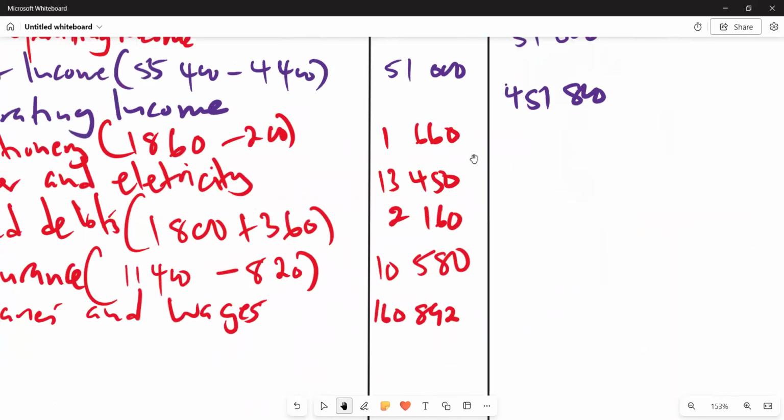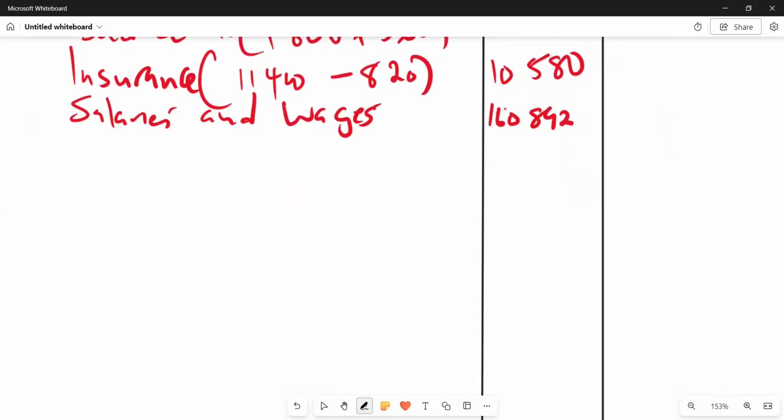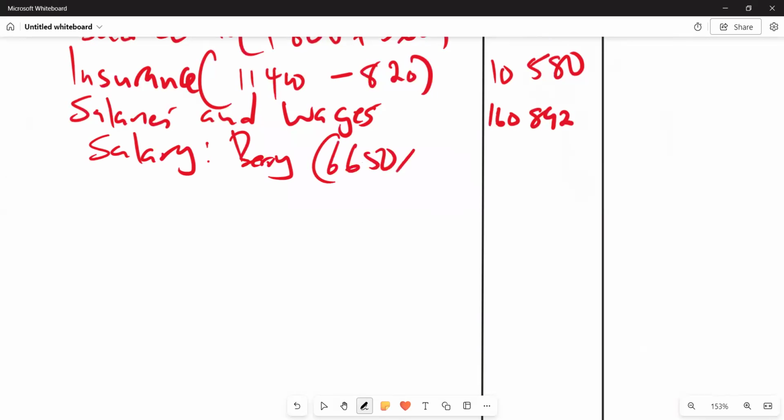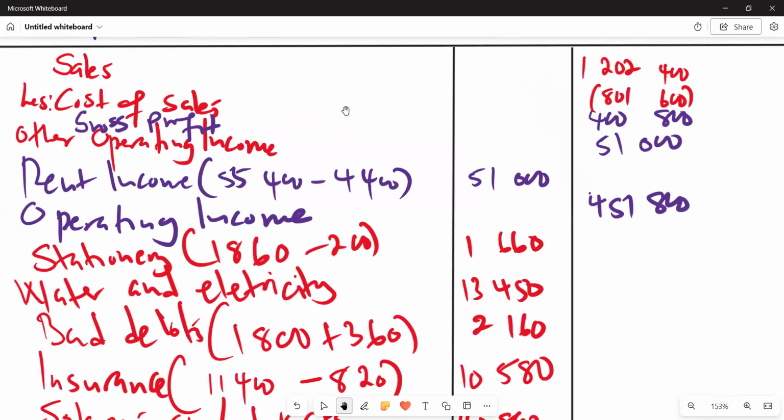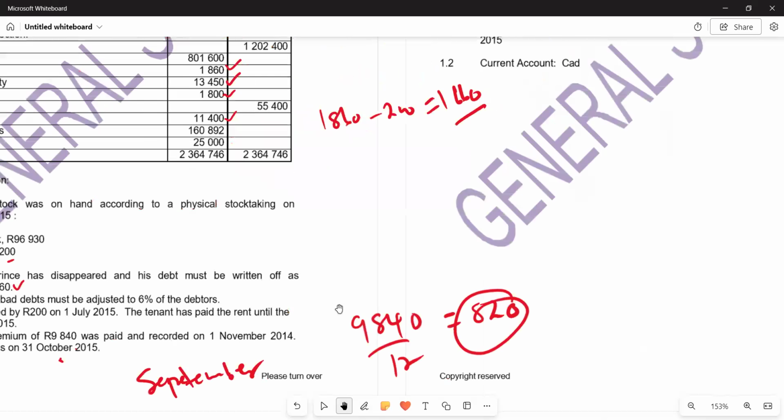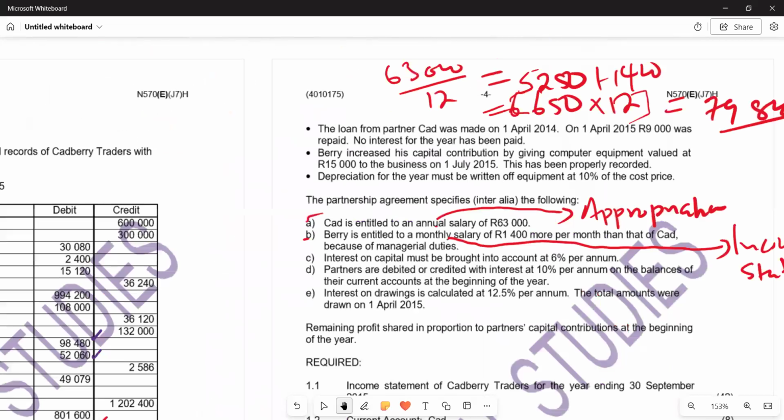So we are here now. I will present it as salary, and it's for Barry. And we are saying 6,650. We multiply by 12, and we are getting 79,800. So 6,650, we can just try to verify that one, the monthly, which is 6,650, correct? So this is what we have there.